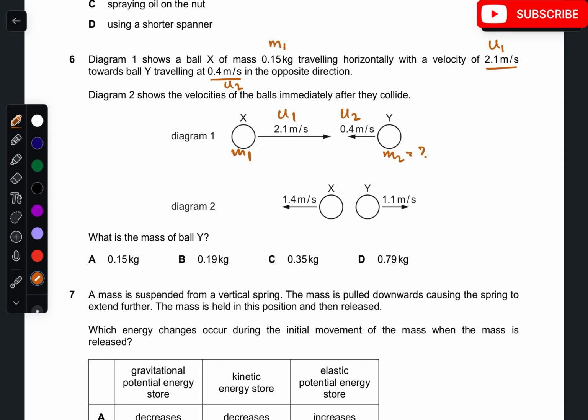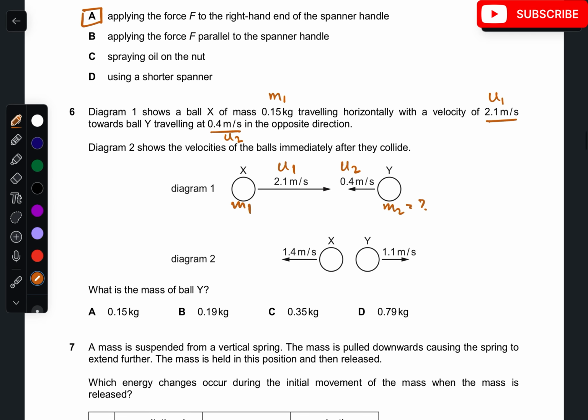Okay, so what we can apply is the principle of momentum. So the relation is m1 u1 plus m2 u2 will be equal to m1 v1 plus m2 v2. What the trick is, we take the velocity towards the right hand side as positive, and velocity towards the left hand side as negative. So you can say if u1 is positive, then u2 is negative. Same as if this is positive, this will be taken as negative.